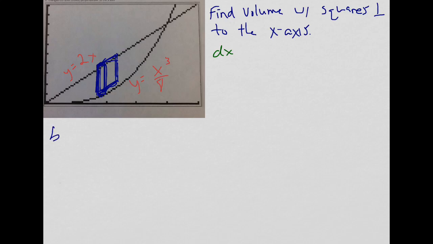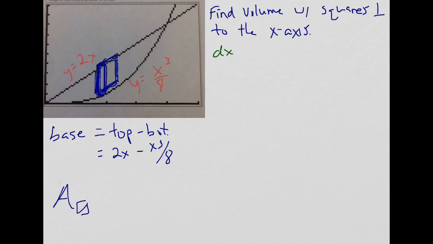The base of that square is going to be this distance right here. So that's going to be the top line minus the bottom line, which is the line y equals 2x minus the line y equals x cubed over 8. And now I argue to you that the area of each of those individual squares is equal to that side length squared, where this is that side length. So this thing is going to go in here, and that's going to be the area of one of those squares.